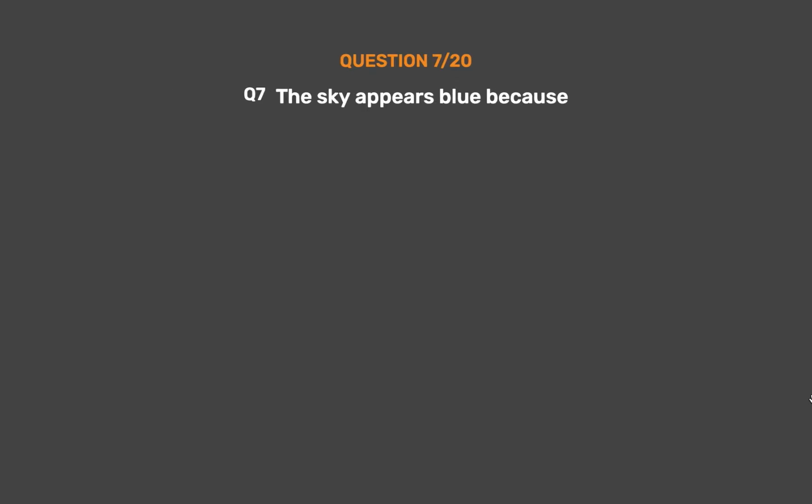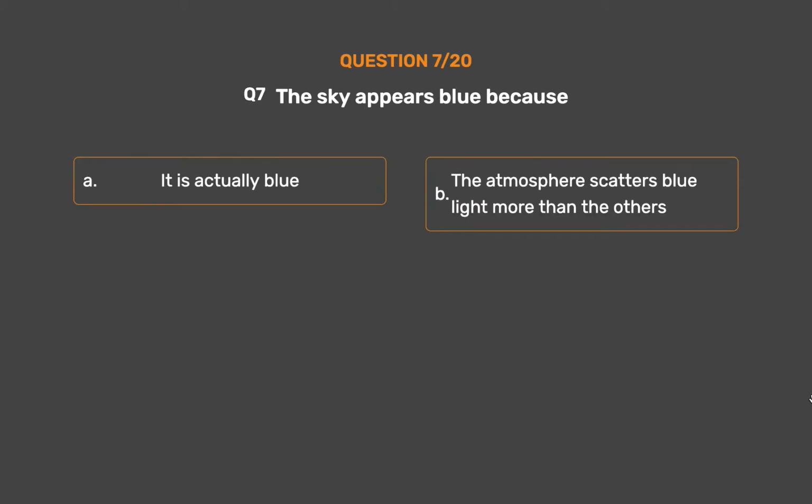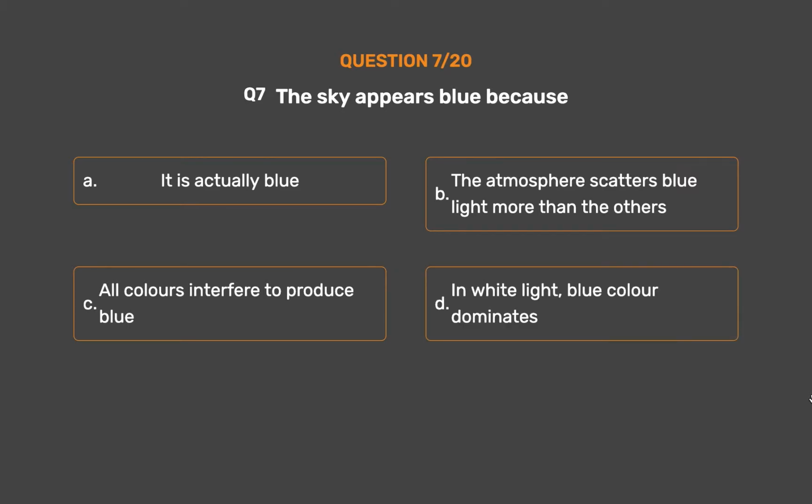Question number 7. The sky appears blue because option A. It is actually blue. Option B. The atmosphere scatters blue light more than the others. Option C. All colors interfere to produce blue. Option D. In white light, blue color dominates.